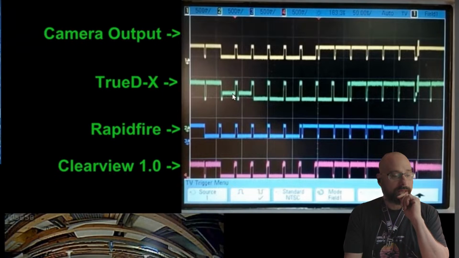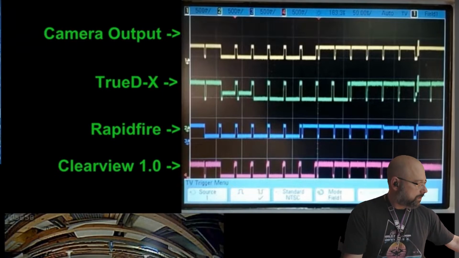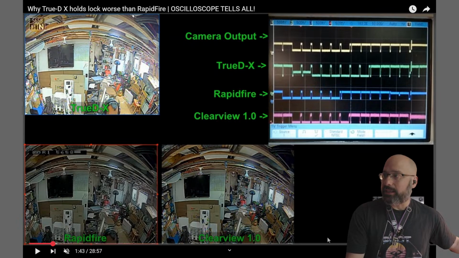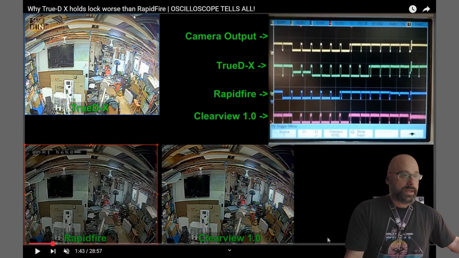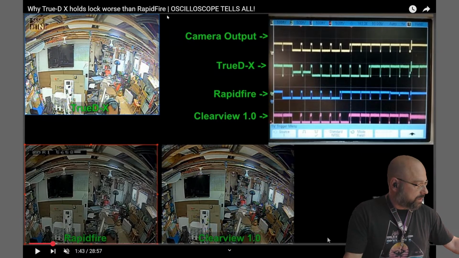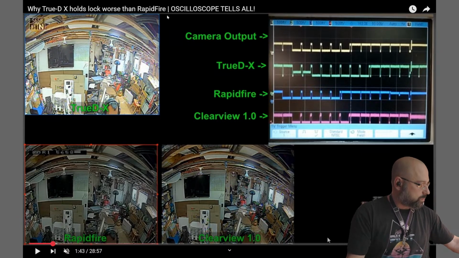So if you want to go find this video, it's called "TrueDX holds lock worse than Rapid Fire." It's a 30-minute video with a lot of insight into how these analog modules work and may help you understand what they're doing behind the scenes when you get that side scrolling. I think it's a fascinating video, but I'm not going to try to just watch the whole thing with you here on the live stream. Okay.